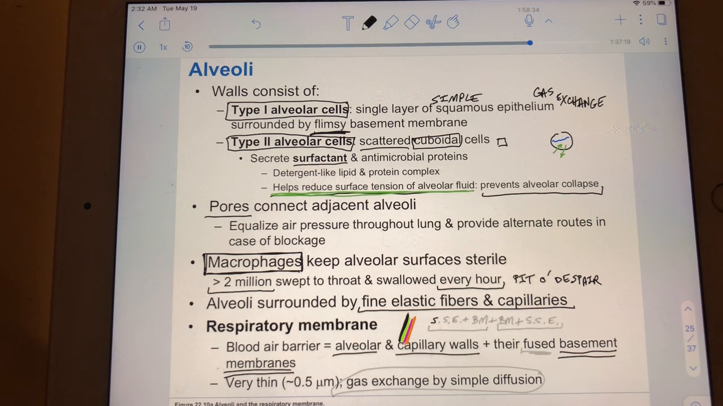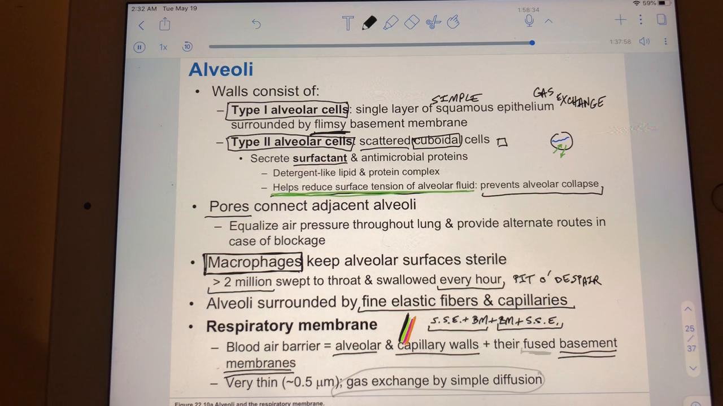So simple squamous epithelium, really, really scant, sparse, thin basement membrane. Really, really scant, sparse, thin basement membrane. Simple squamous epithelium, where one of these sets belongs to the alveolus and one of these sets belongs to the capillary.